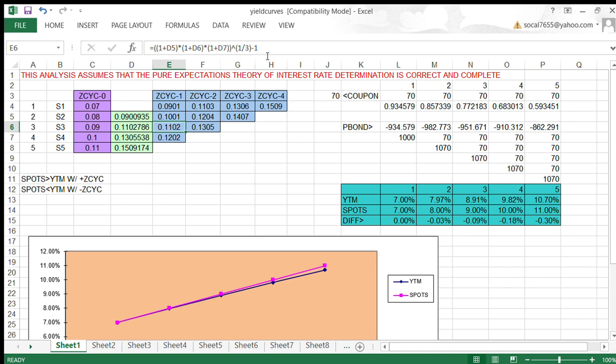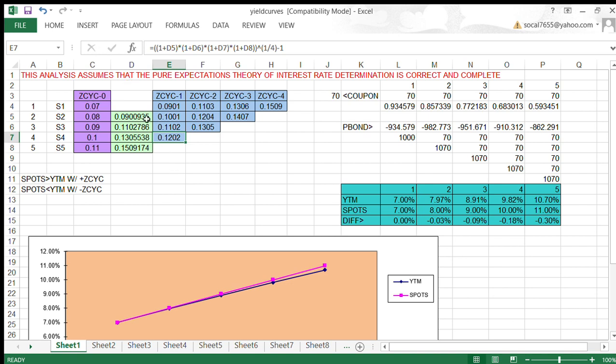Take the cube root, subtract 1, and you get 11.02%. Okay? And convince yourself that the 12.02% 4-period spot rate expected to be in existence at date 1, as of date 0, is 1 plus F2 times 1 plus F3 times 1 plus F4 times 1 plus F5. Take the 4th root and subtract 1 and you get this.